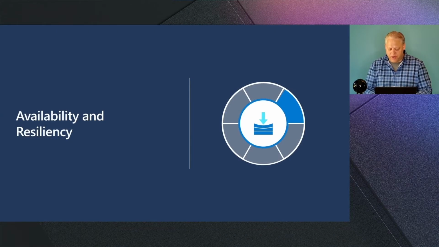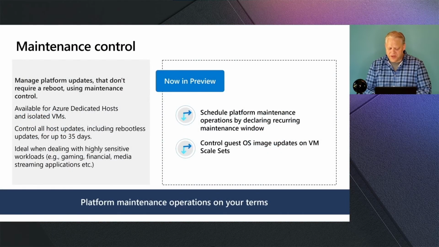Next, we want to talk about availability and resiliency. So maintenance control is functionality that is now available in preview. And what this does is allows you, the customer, to have greater control of when we apply updates to the infrastructure that is running your virtual machines. So we just talked about patching, that's the guest operating system, but now we're talking about patching the software running those virtual machines. Normally, we do this, again, following that safe deployment process that I just mentioned, in a way to minimize any impact to customers.